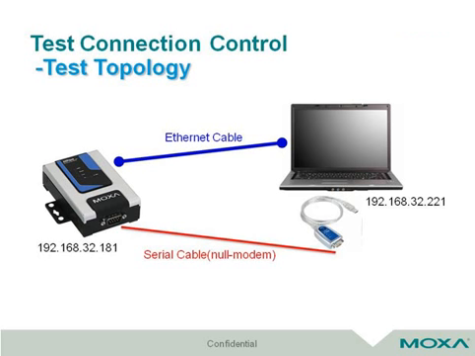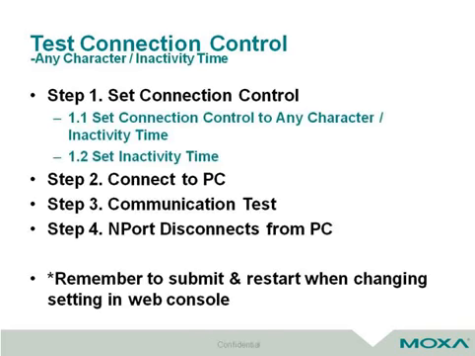Now we are going to do a hands-on of connection control. We'll do it with any character in activity time. This is my topology. I have a U-port plugged in my PC, and through Ethernet, I'm connecting to an Nport 6150. There are 4 steps. First, set connection control. Second, connect to PC. Then we'll do a communication test. And then we'll observe how Nport disconnects from PC. And remember to submit and restart when changing setting in web console.